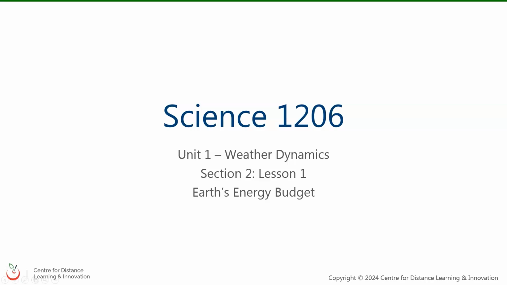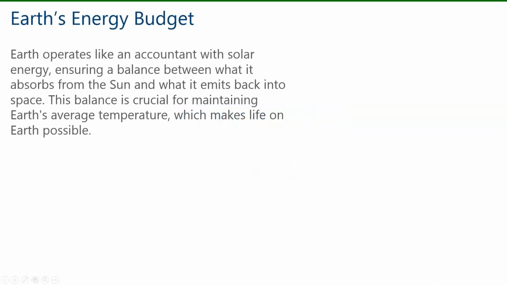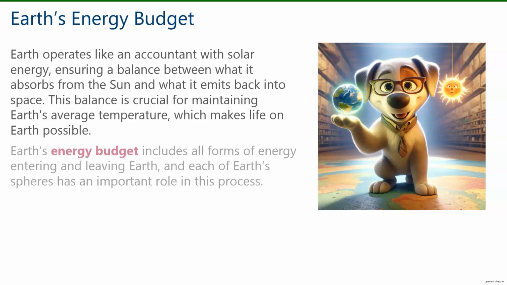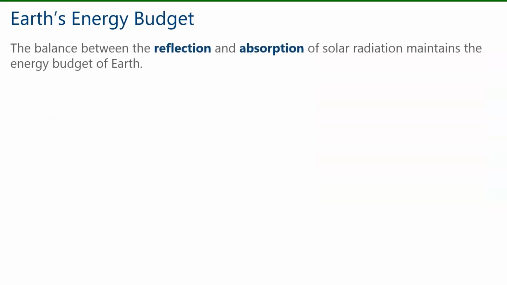Let's begin. Earth operates like an accountant with solar energy, ensuring a balance between what it absorbs from the sun and what it emits back into space. This balance is crucial for maintaining Earth's average temperature, which makes life on Earth possible. Earth's energy budget includes all forms of energy entering and leaving Earth, and each of Earth's spheres has an important role in this process. The balance between the reflection and absorption of solar radiation maintains the energy budget of Earth.